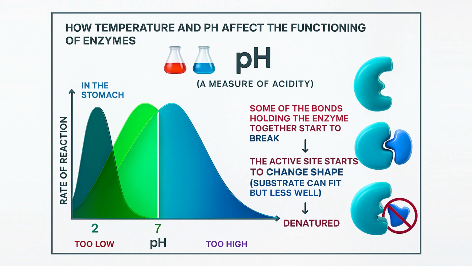For instance, most enzymes in the human body function best at a neutral pH of around 7. However, enzymes that work in the stomach, such as those responsible for breaking down proteins, function best in highly acidic conditions with an optimal pH of about 2, because the stomach itself is filled with acidic gastric juices. Understanding how both temperature and pH affect enzymes is essential in biology, medicine, food production, and many industrial processes that depend on enzyme activity.